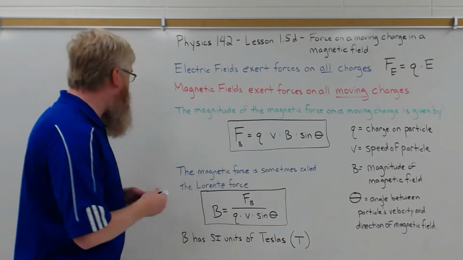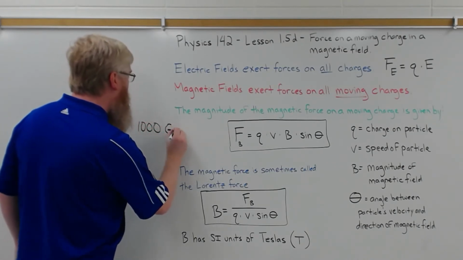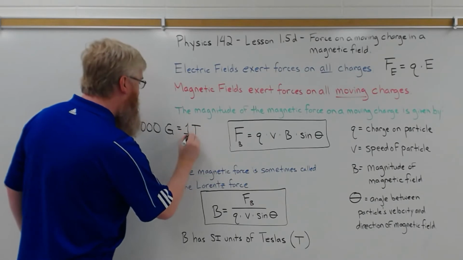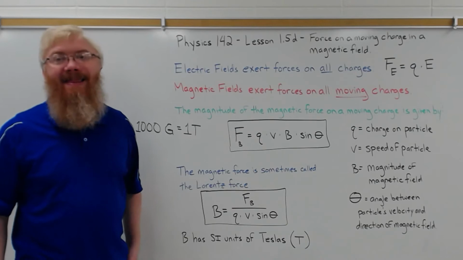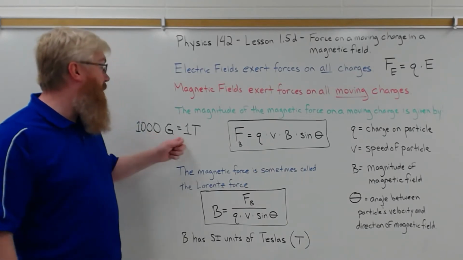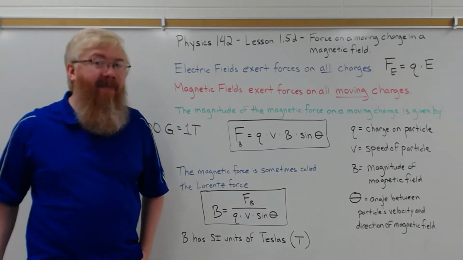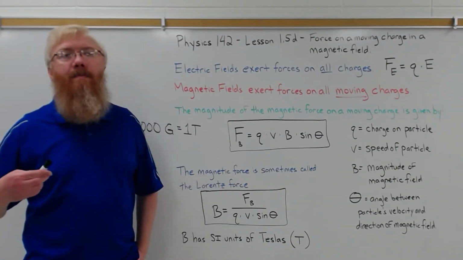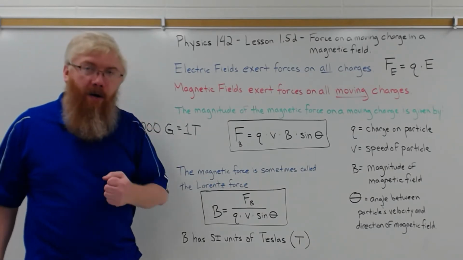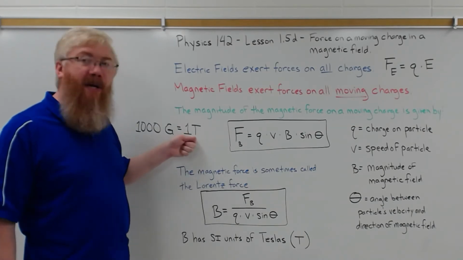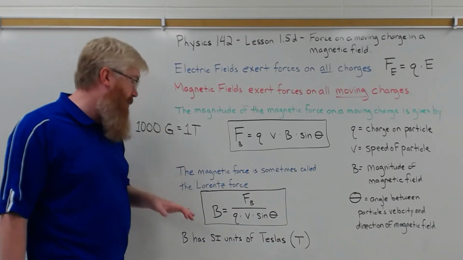How many Gauss is the magnetic field? Well, 1,000 Gauss is equal to 1 Tesla. So the Gauss as a unit is 1,000 times smaller. You need 1,000 of them to equal 1 Tesla. To give you an idea, Earth's magnetic field strength is about half a Gauss. So it's a very weak field. Tesla is a much stronger, much bigger unit. It's like comparing inches to miles.